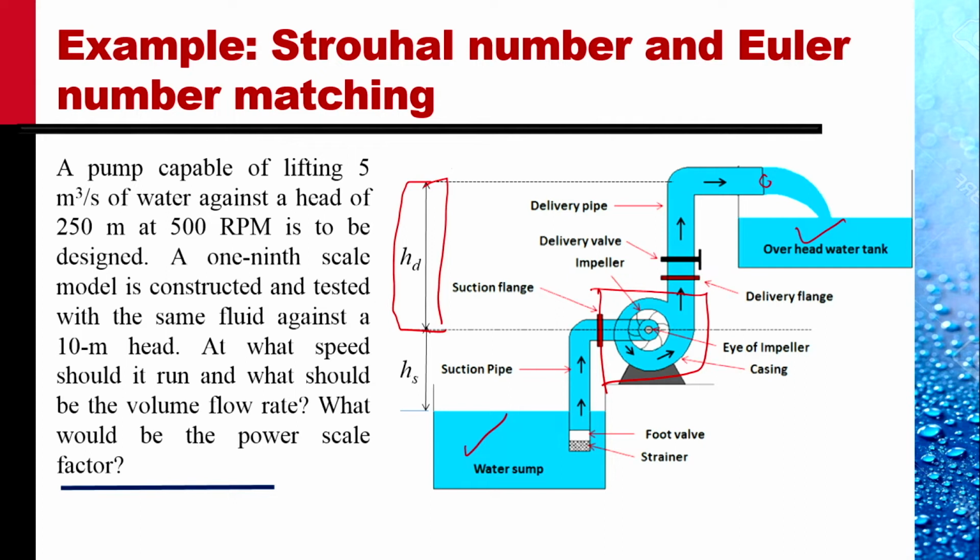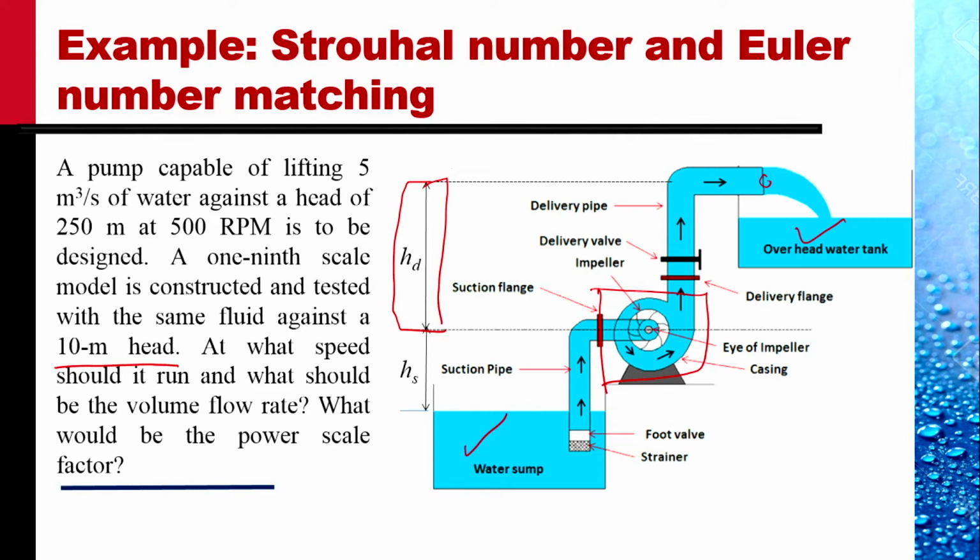A pump capable of lifting 5 meter cube per second of water against a head of 250 meters, that is HD is 250 meters, at 500 RPM is to be designed. It will be a rather big pump. So a 1/9 scale model is constructed and tested with the same fluid, that is water, against a 10 meter head, a much reduced head. At what speed should it run? And what would be the volume flow rate if we are going to get similar flows? And then what would be the power scale factor between the prototype pump and the model pump?